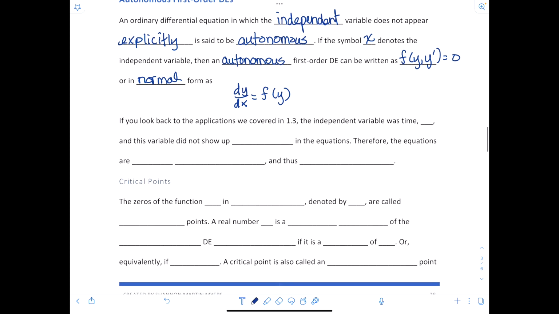So if you look back to the applications that we covered in 1.3, the independent variable was time t, and this variable did not show up explicitly in the equations. Therefore, the equations are time independent.